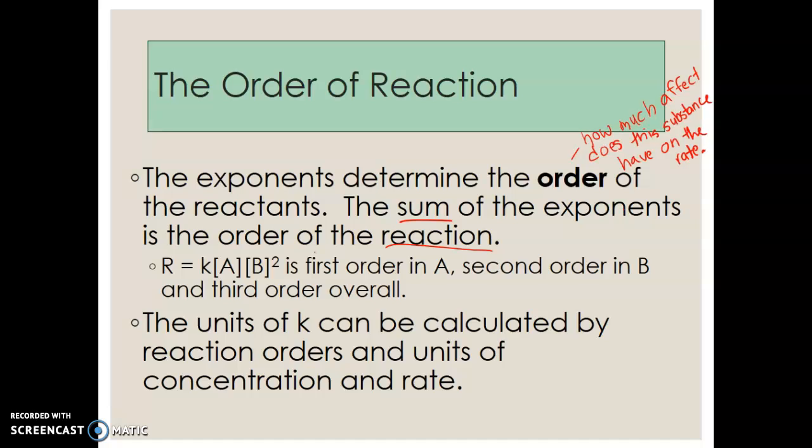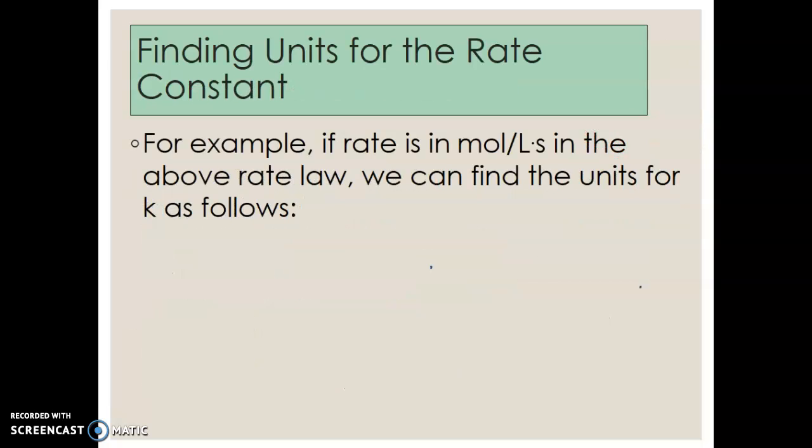So the rate law, rate equals k times the concentration of A times the concentration of B squared. It is first order with respect to A, but it is second order with respect to B, meaning that it is third order overall. So the units of k can be calculated by reaction orders and units of concentration and rate. In order to find the units for the rate constant, for example, if the rate is in moles per liter times second, in the above rate law, we can find the unit for k as follows.